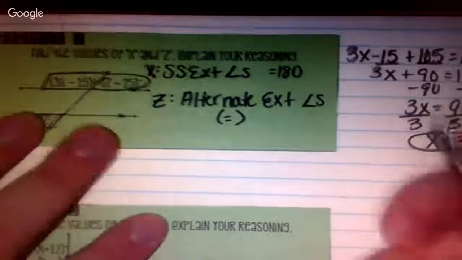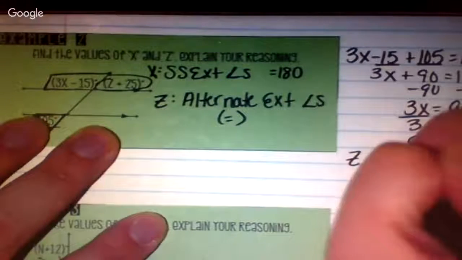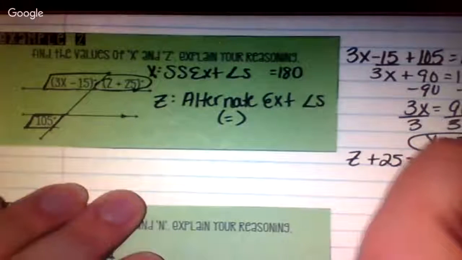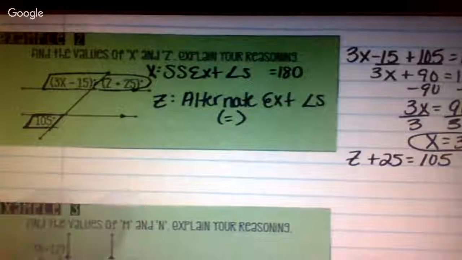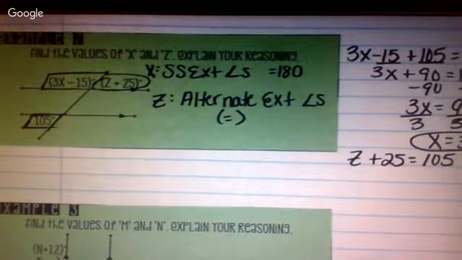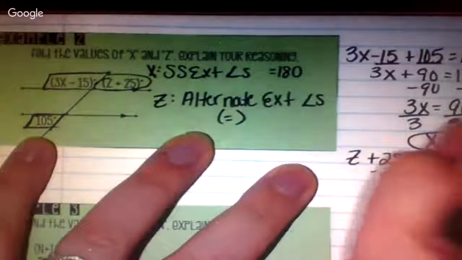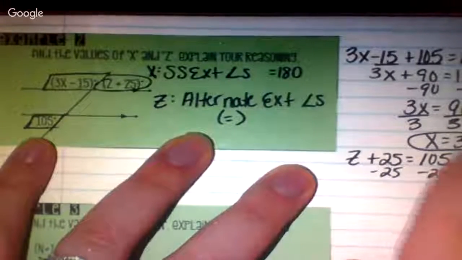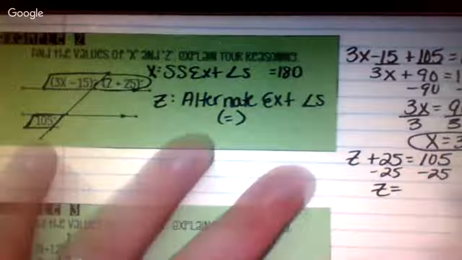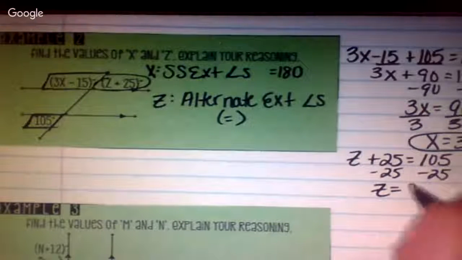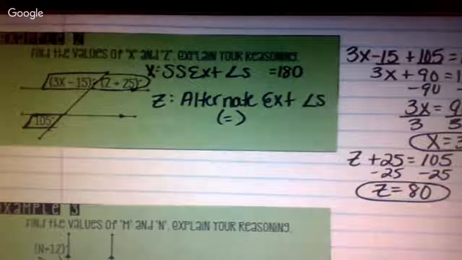So when we solve this one, we get Z plus 25 equals 105. Mr. Watkins, what's the step to get Z by itself if they're equal to each other? Subtract 25. So Z equals 80. Fantastic.